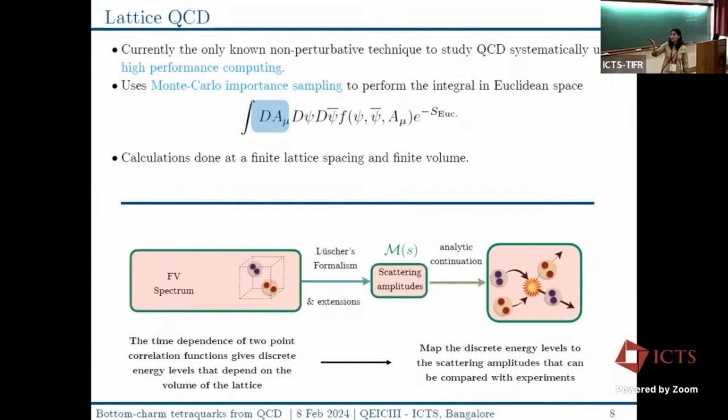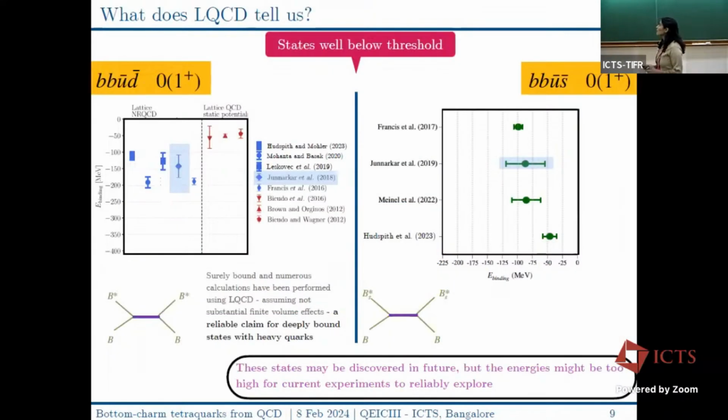So what we do is, first, this is the workflow as shown in the second part of the slide. First, we calculate the finite volume spectrum, which is our discrete states. And then we do this Lüscher's formalism, which is a mapping from these discrete states to the amplitude. And then we analytically continue the amplitudes to look for poles, etc., in the amplitude, which correspond to bound states or resonances. So let us see what lattice QCD has already done with respect to tetraquarks.